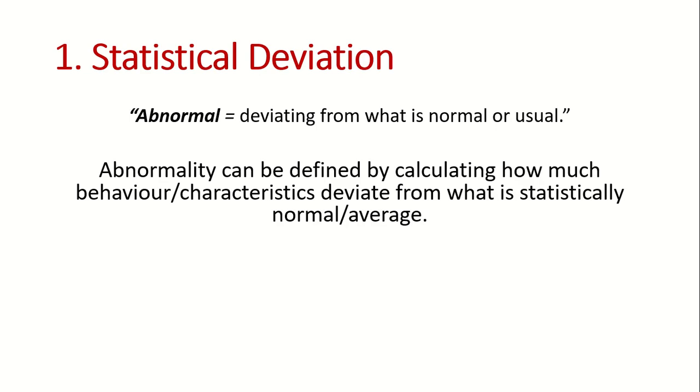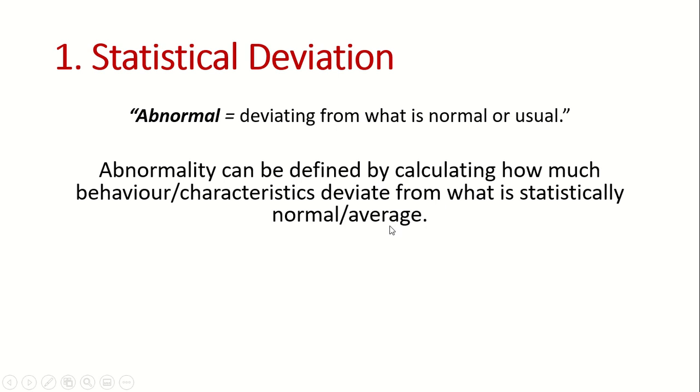And to start off with the statistical deviation, this is all based upon mathematics, and that's why you need your calculator. This approach defines abnormal behavior by saying it's simply behavior that deviates from what is normal or usual. Now, the most difficult concept of statistical deviation is how do we define what is normal or usual? And that's where statistics come involved. We can define abnormality by calculating how much behavior or characteristics deviate from what is statistically normal or average.